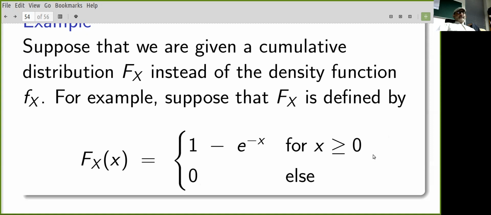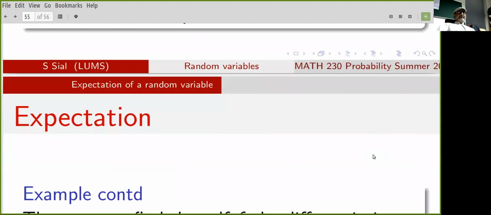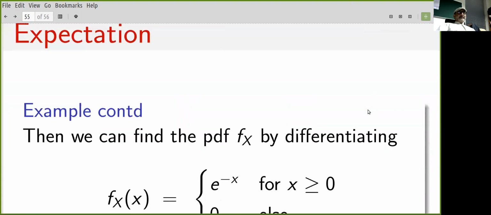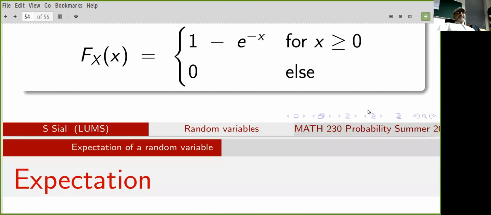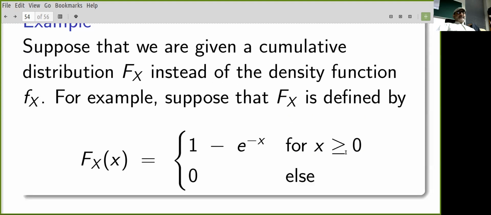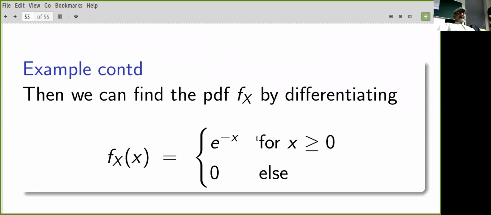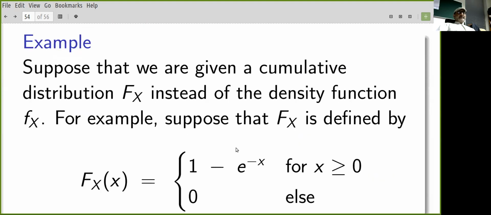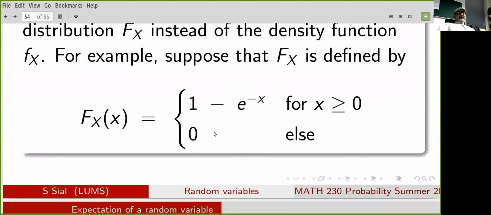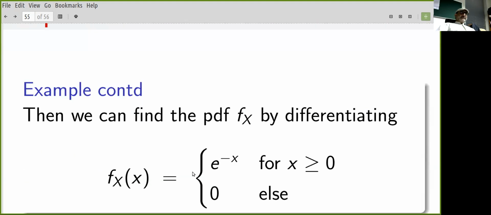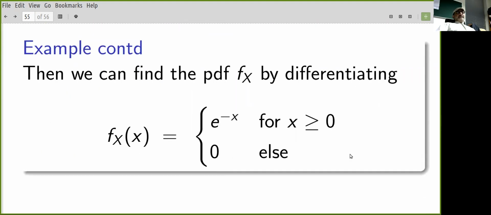PDF, not the CDF. Well, I can get the PDF from the CDF, small f sub x from capital F sub x, by differentiating. If I differentiate 1 minus e to the minus x for x greater than or equal to 0, I get e to the minus x for x greater than or equal to 0. And I differentiate 0 for the negative inputs, and I get 0. So this is the PDF, f sub x. It has the form e to the minus x for x greater than or equal to 0 and 0 otherwise.